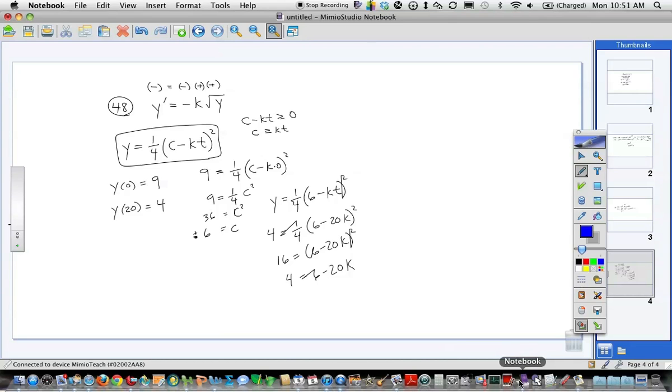All right, so we subtract 6, which is -2. We get -20K, so we get K equals 1/10. What should I write down next? I should write the formula one last time. 1/4 (6 minus 1/10 T) squared. There is my solution with C and K found.